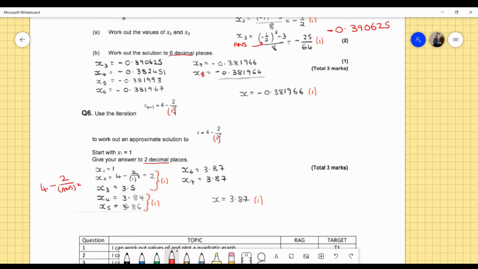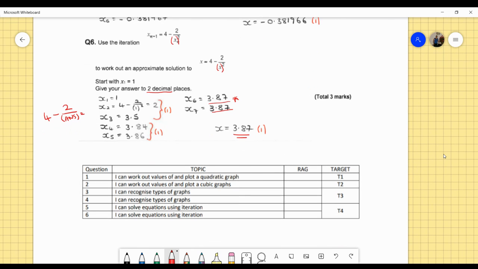Again, hit equals and you get 3.84. Hit equals again, you get 3.86. If you have those 2 values written down, you get the second method mark. Hit equals again, you get 3.87, and equals again, you get 3.87. At this point, we've got 2 the same, and therefore that is our solution. So you need to state that x is equal to 3.87 for the third mark on that one. Again, if you got 3 out of 3, colour it green for me. If you got 0, colour it red. Anything else, amber.